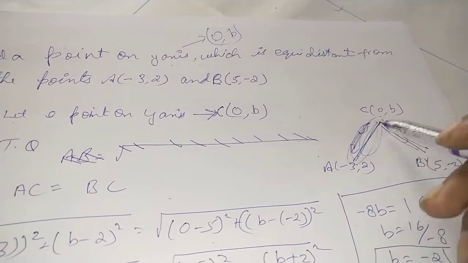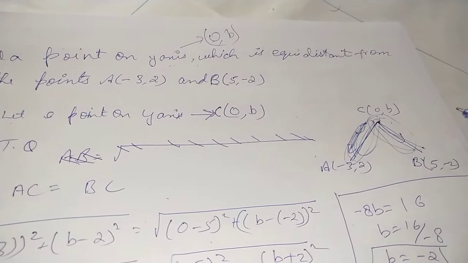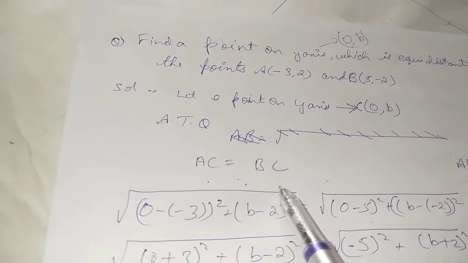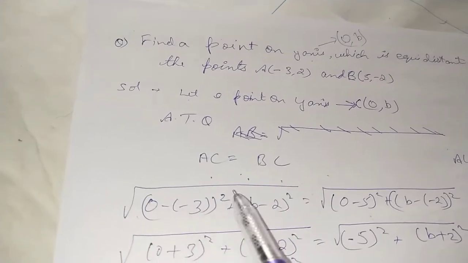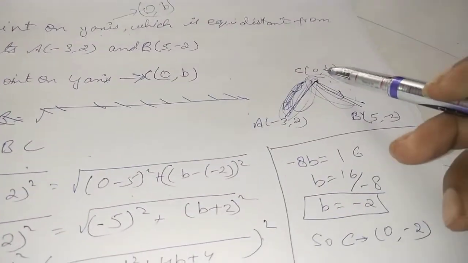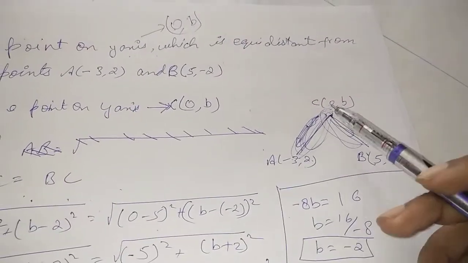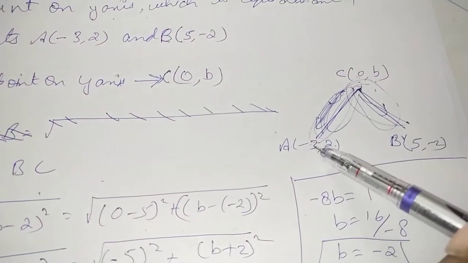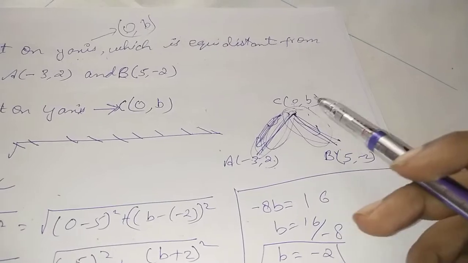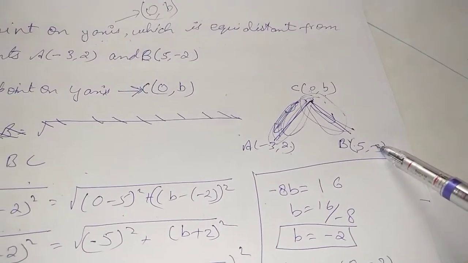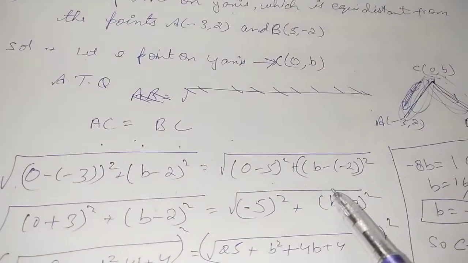What do you mean by this part? This part means the distance. Again over here, this also means the distance. So as per the question, AC is equal to BC. Under root, applying the formula for AC, AC will be equal to root of x2 minus x1 whole square plus y2 minus y1 whole square. That is 0 minus of minus 3 whole square plus b minus 2 whole square. And the same goes for BC: 0 minus 5 whole square plus b minus of minus 2 whole square. This is what has been written over here.